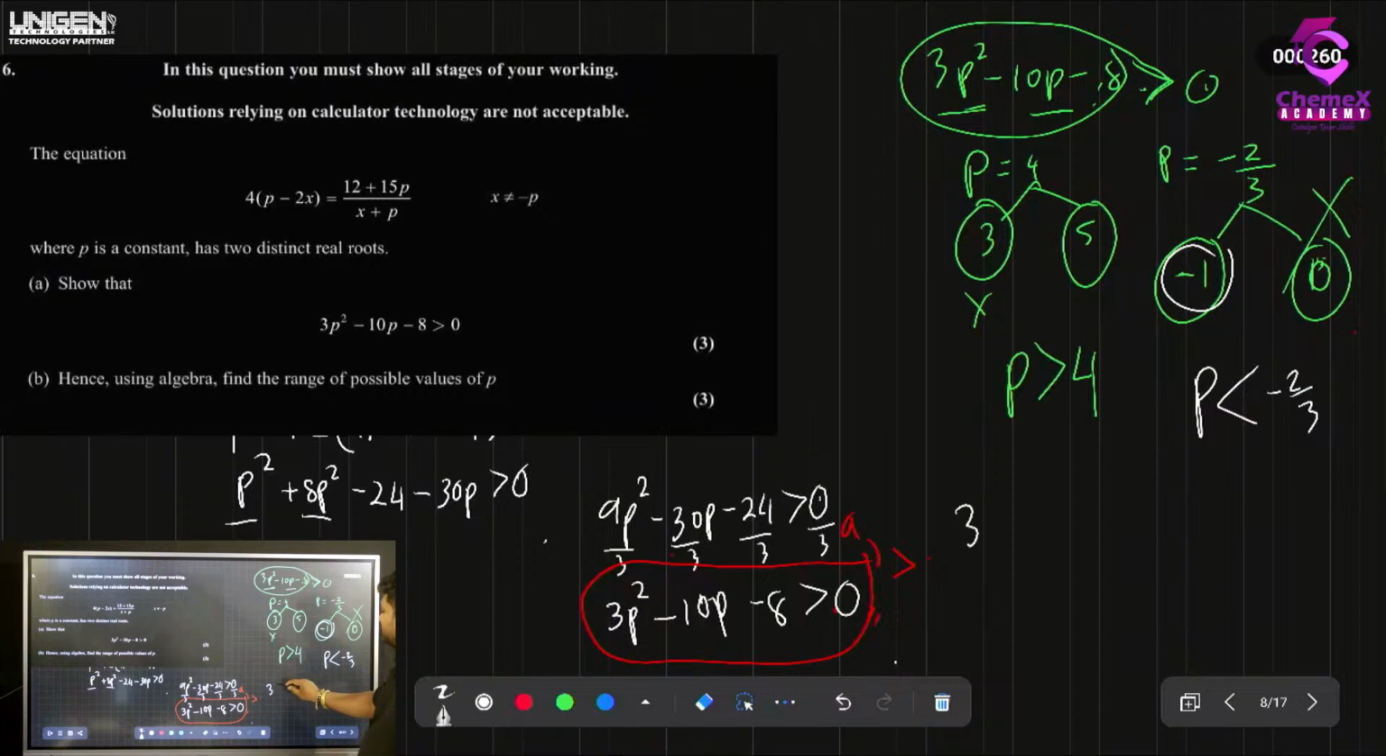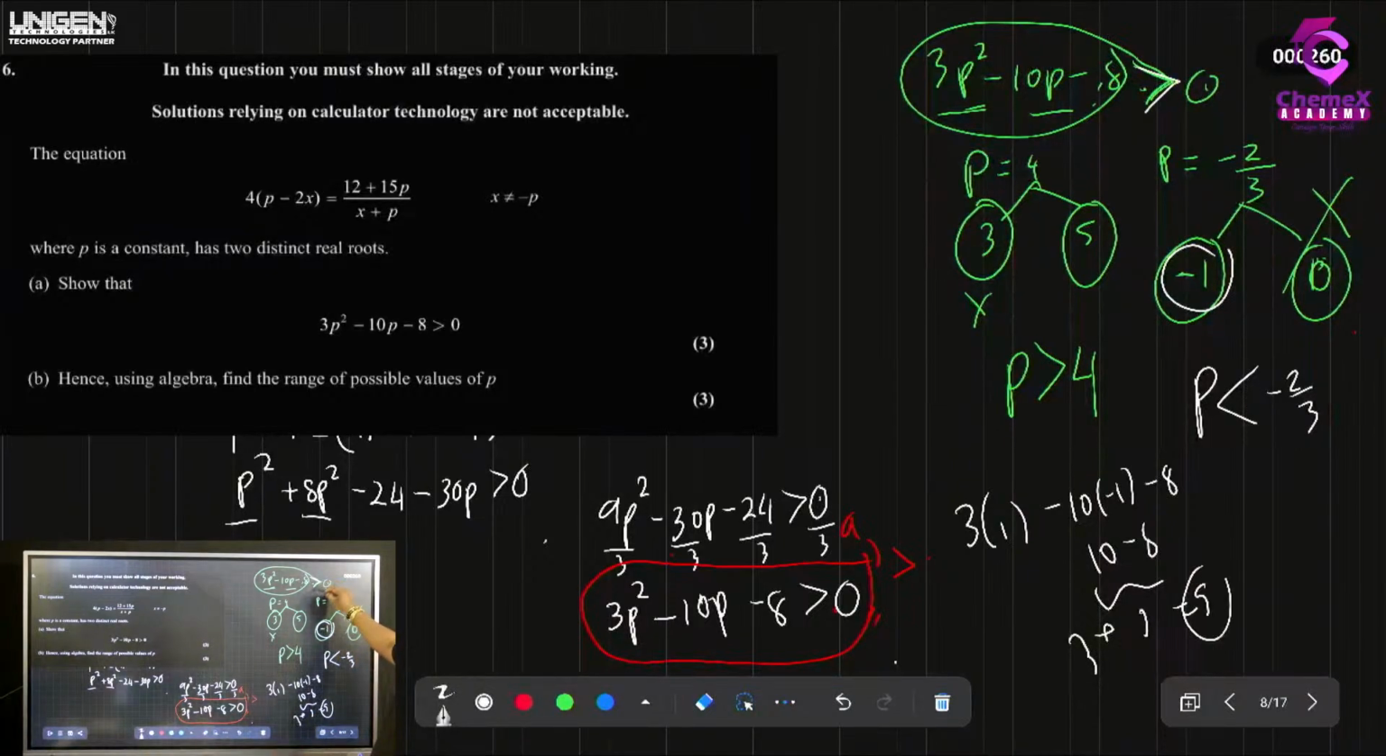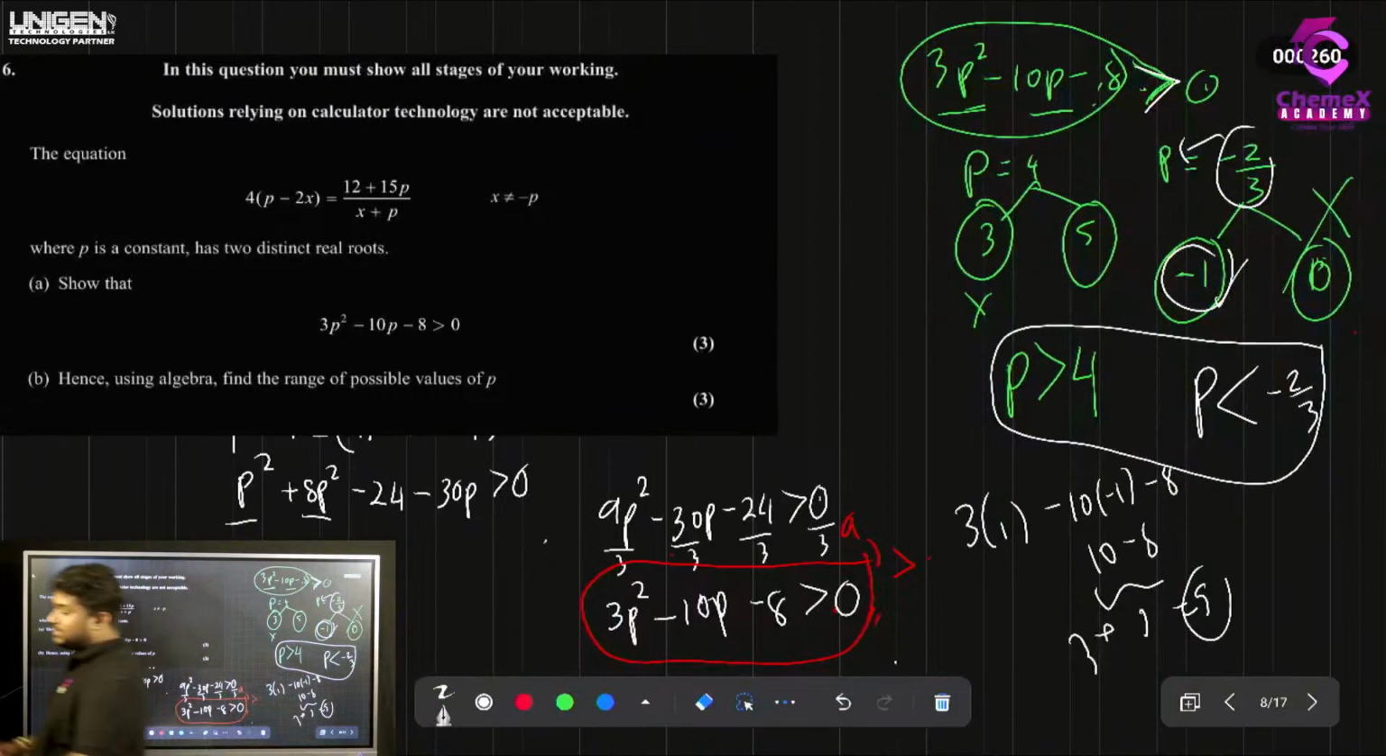Put minus 1 here. So 3 times 1 minus 10 times minus 1 minus 8. That becomes 10 minus 8, which is 2, plus the 3 makes 5. So is it larger than 0? Yes, it satisfies. So it should be a smaller value than minus 2 over 3. Did you understand how to get these two inequalities? That's the way to put the sign after solving the quadratic. If it's not clear, do you have any questions? Understood.